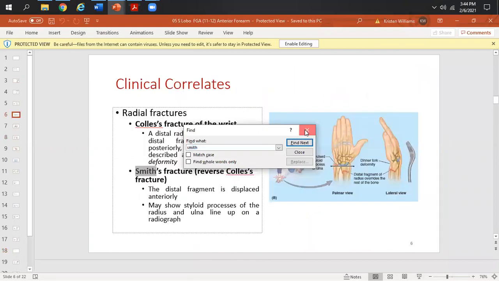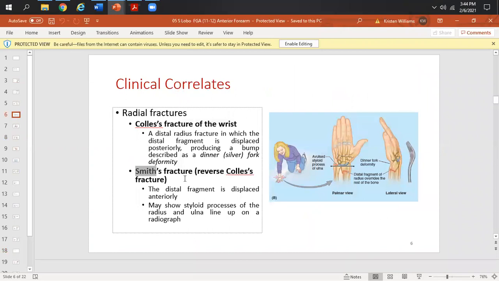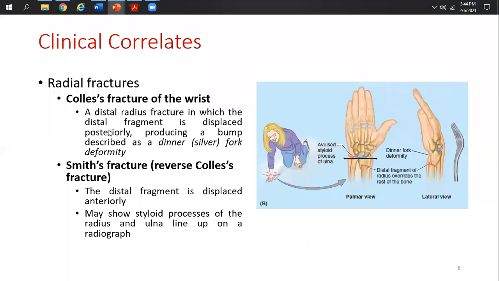There we go. Yep, reverse Colles. So now instead of it being displaced more posteriorly, it's displaced more anteriorly. Yeah, it literally is just that for Colles, the bone is displaced posteriorly versus Smith is displaced anteriorly.